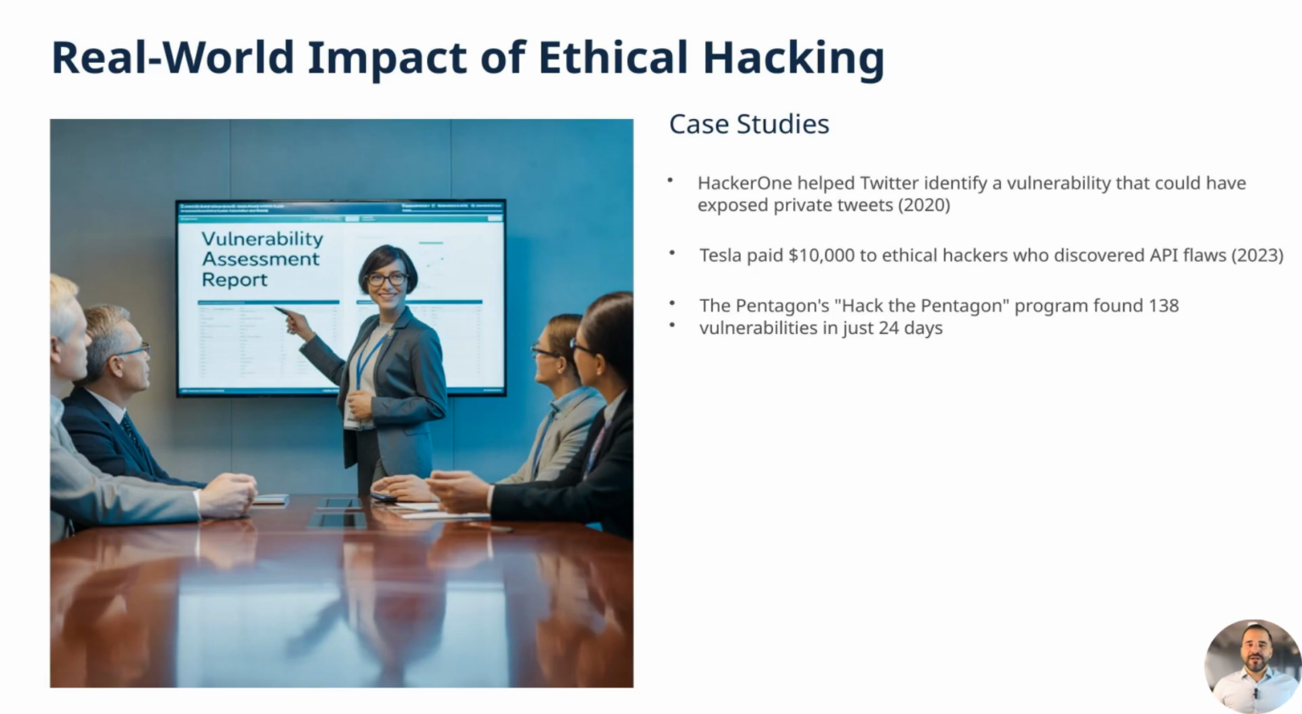Ethical hacking delivers measurable real-world benefits by proactively identifying and addressing security weaknesses before they can be exploited. For example, in 2020, the vulnerability disclosure platform HackerOne assisted Twitter in uncovering a flaw that could have exposed private tweets, preventing potential breaches of user confidentiality. In 2023, Tesla demonstrated its commitment to security by rewarding ethical hackers with $10,000 for discovering flaws in its application programming interface, API, ensuring that critical systems remained protected.